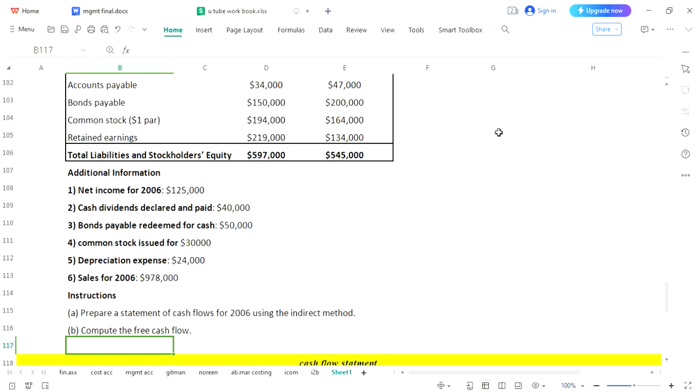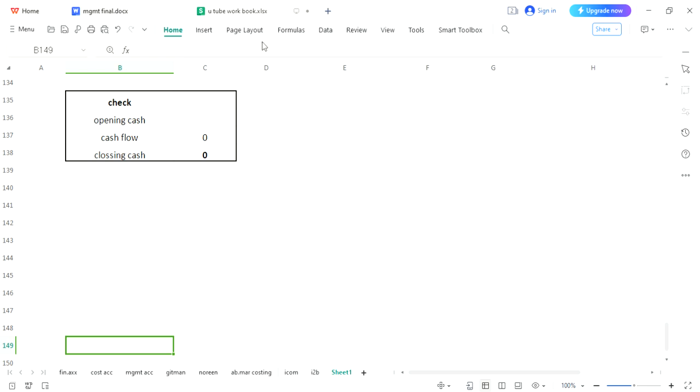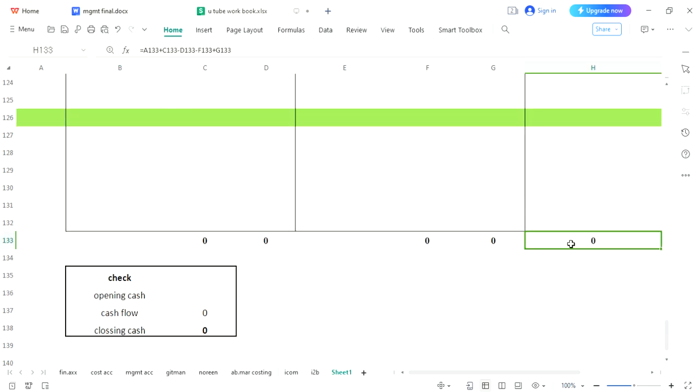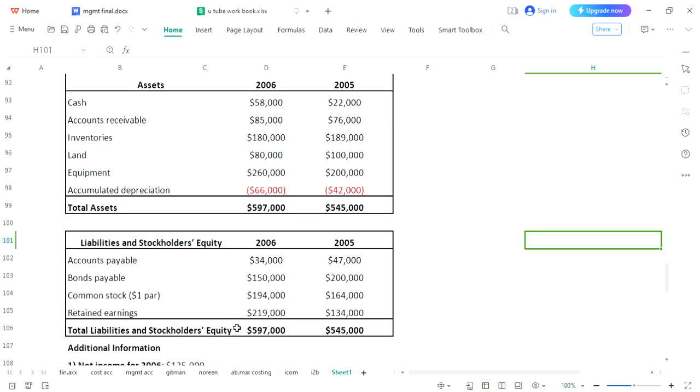Alright guys, the most important part is this check. I have told you in the previous question the answer which we will get from here. This is your answer, and when you get this answer, you will adjust it in opening cash, and closing cash will automatically be equal to the closing cash given in your question. So hopefully after this introduction you are ready to solve your question.